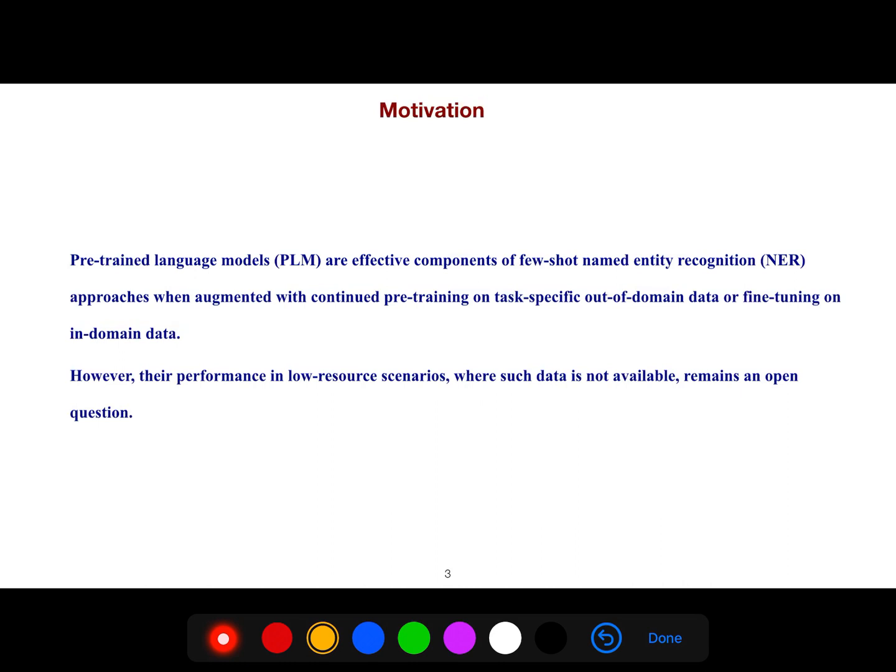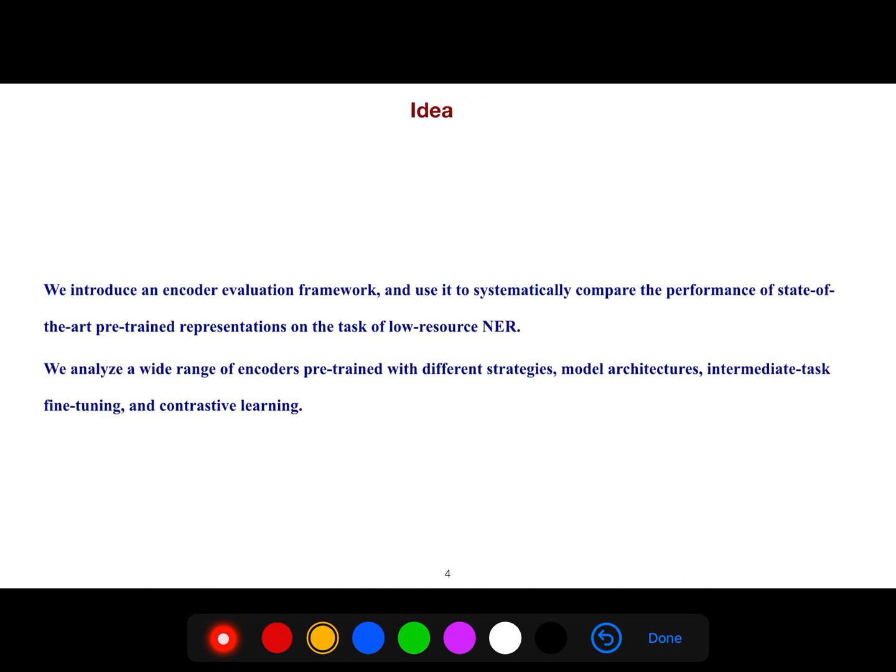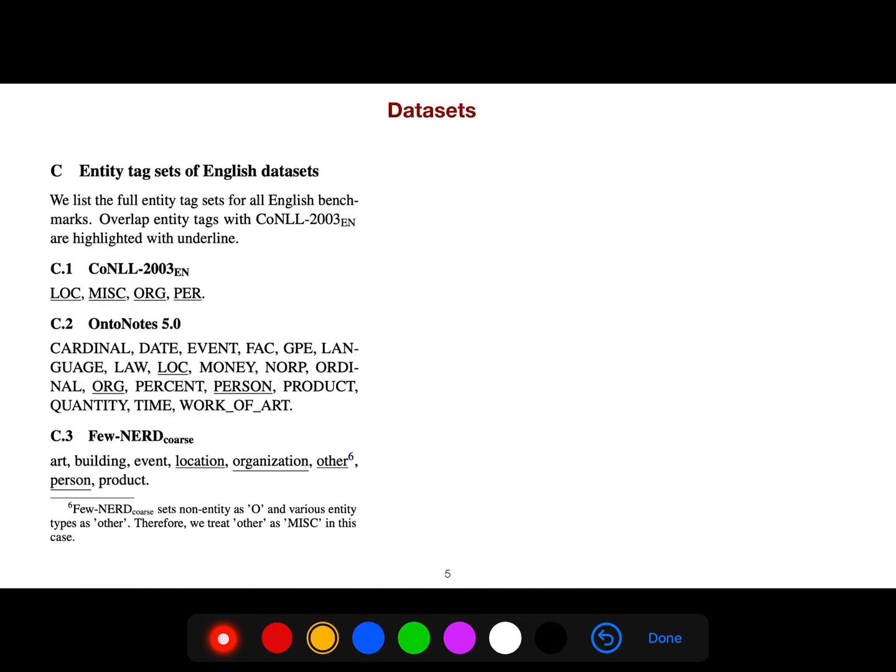When augmented with continued pre-training and task-specific out-of-domain data, or fine-tuning on in-domain data. However, their performance in low-resource scenarios where such data is not available remains an open question. So in that article they introduce an encoder evaluation framework and use it to systematically compare the performance of state-of-the-art pre-trained representations on the task of low-resource NER. Then they analyze a wide range of encoders pre-trained with different strategies, model architectures, intermediate task fine-tuning, and contrastive learning.